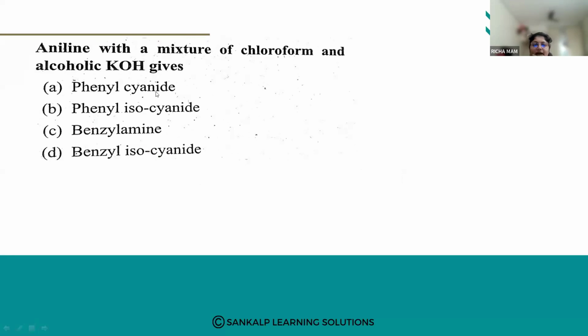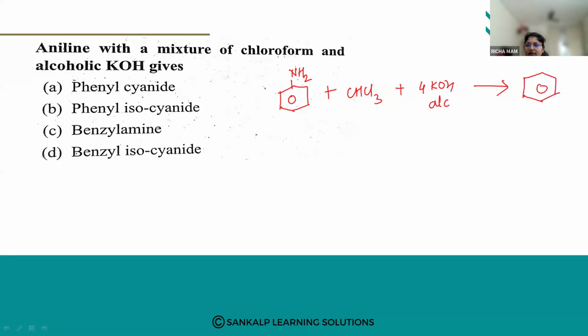Aniline with a mixture of chloroform and alcoholic KOH gives? When you have aniline and you react it with chloroform, CHCl3, and alcoholic KOH, I'm going to get an isocyanide, a phenyl isocyanide. So what is the answer? Option number B.